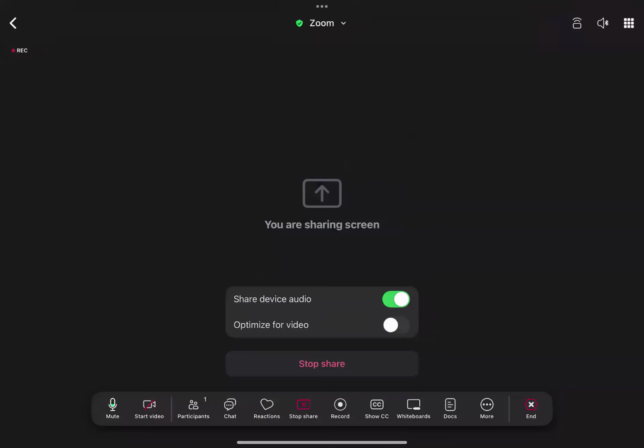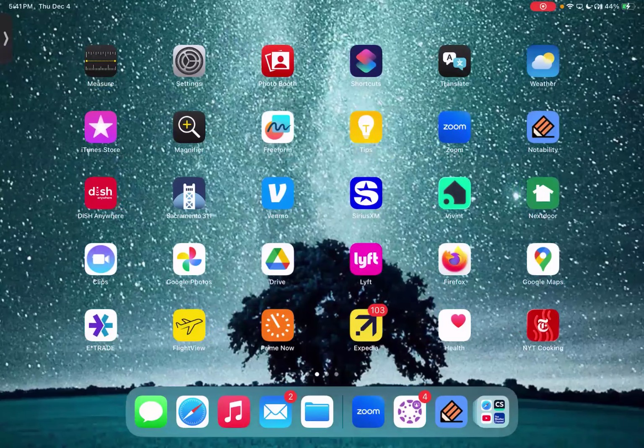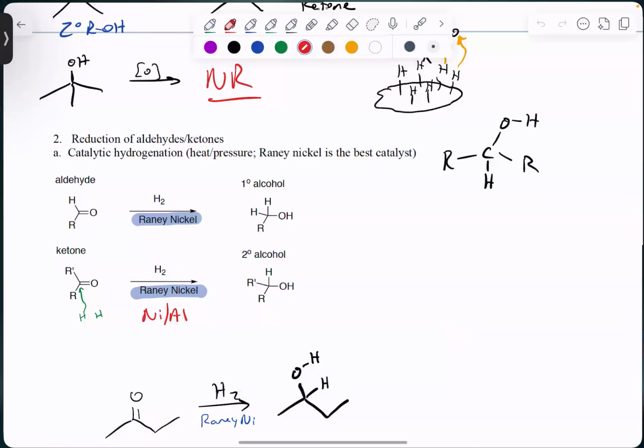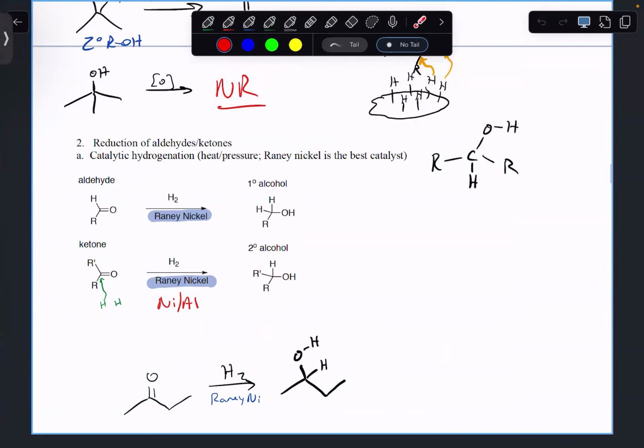So if you recall where we left off last time, we were talking about the reduction of aldehydes and ketones, because that reduction will give alcohol. All right. And so we talked about the first method already, and this was through the catalytic hydrogenation of aldehydes and ketones to give primary and secondary alcohol.